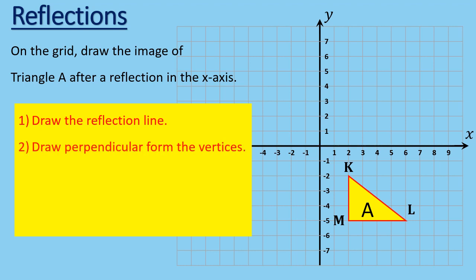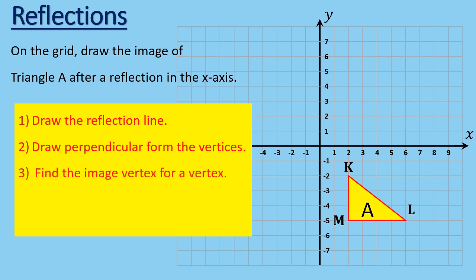The second step is to draw perpendicular lines to the reflection line from each vertex. We'll skip that step as well because the x-axis is the reflection line, and the vertices and perpendicular lines on the reflection line coincide with the grid's y-coordinate lines.